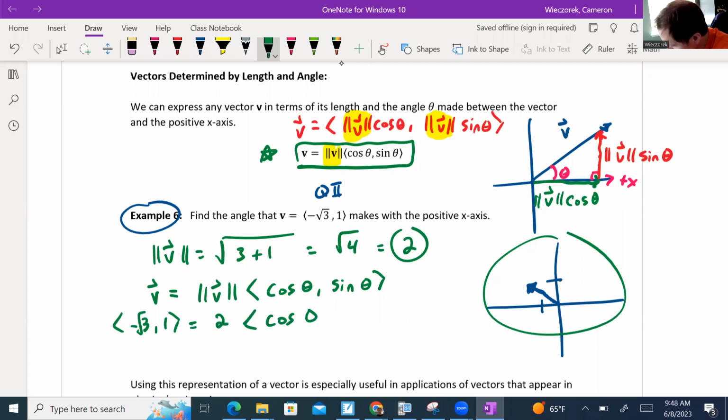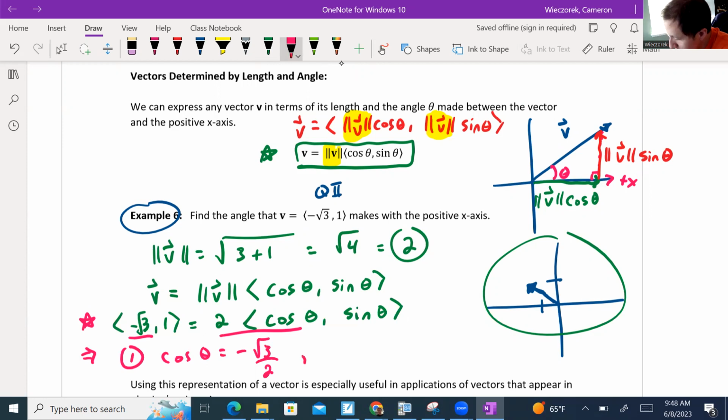And so I can set up two equations, one for the first component, one for the second. This right here would imply, for the first part, 2 cosine theta equals -√3. Or in other words, cosine theta has to be -√3 over 2. For the second component, 2 times the sine of theta has to be 1. Or in other words, sine of theta would have to be 1 over 2.